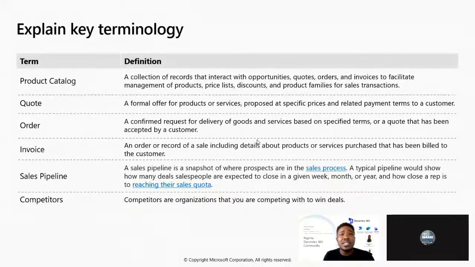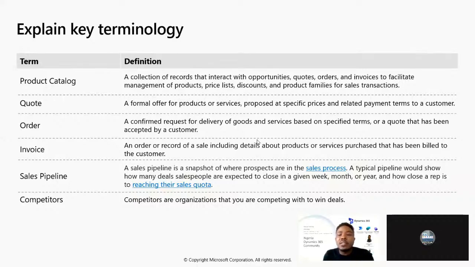Like I said earlier, it's very similar to what we experience in our everyday life. Now, the next one is the sales pipeline, right? It's just a snapshot of where prospects are in the sales process. Every interaction with a customer would be at a sales pipeline point at every point in time. If I'm dealing with a particular customer, maybe where we are right now is at the point where I've sent my order and she's still reviewing it.